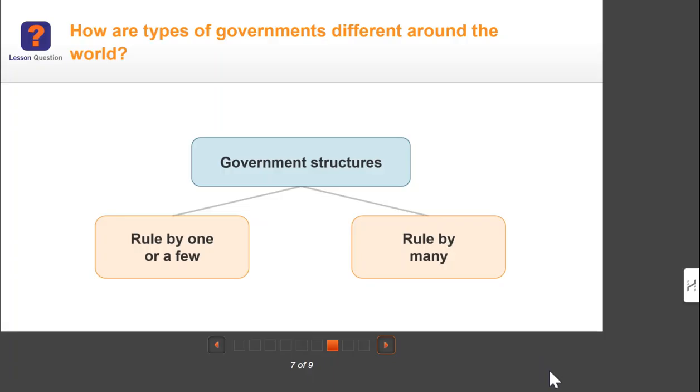You've learned about governmental systems in which citizens have little power and few freedoms. Now, as we work to answer our lesson question, how are types of governments different around the world? Let's look at systems of government in which citizens do have power and freedoms. Democracies, which are ruled by many.